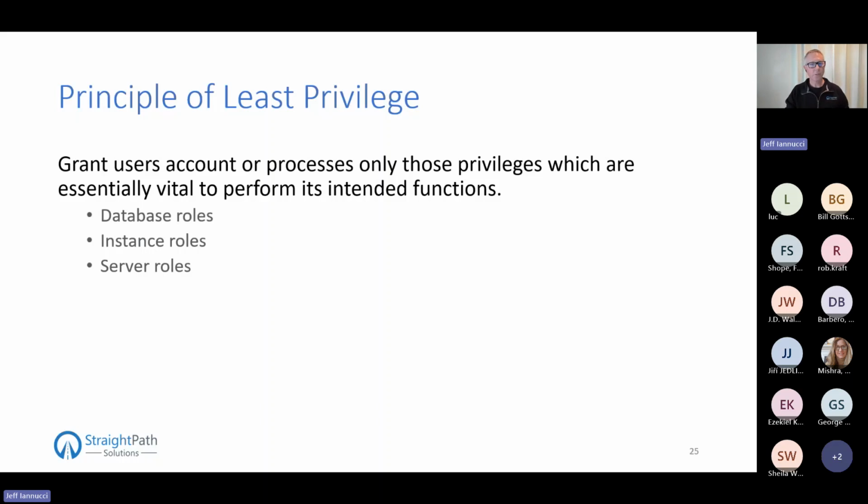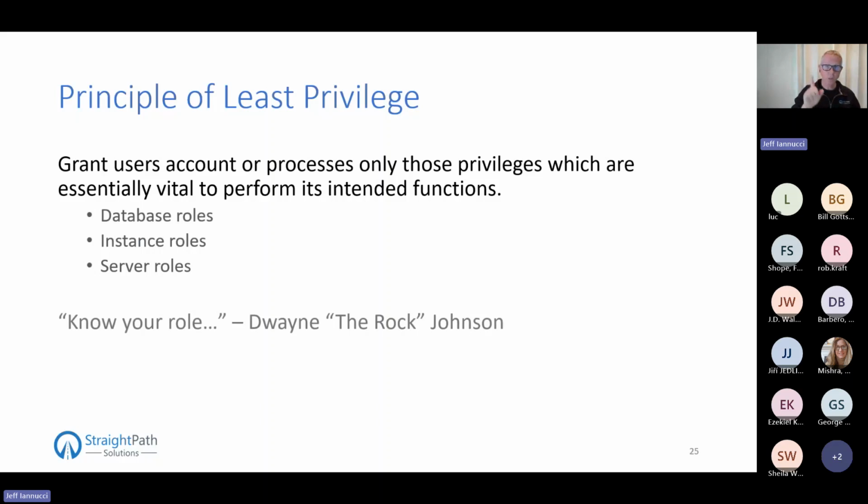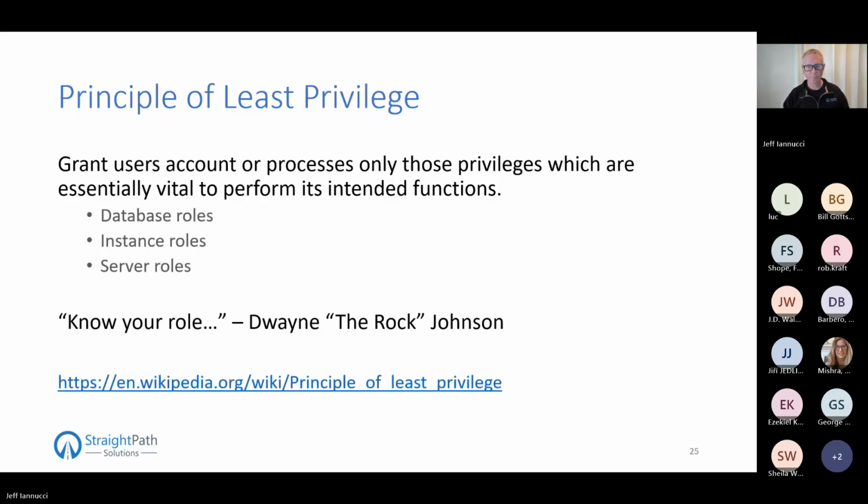We want to be very mindful of what database roles, instance roles, and server roles we assign, even outside of SQL Server, at the server level to our accounts. Heck, even at the domain level. I actually saw a server once that had domain users in the sysadmin role. This is why I have gray hair. Anyway, to quote the great Dwayne "The Rock" Johnson, know your role. At least know your users' roles that they should be assigned to.